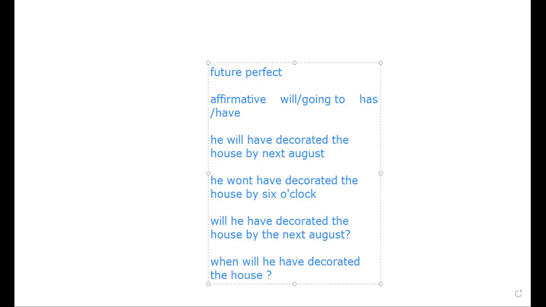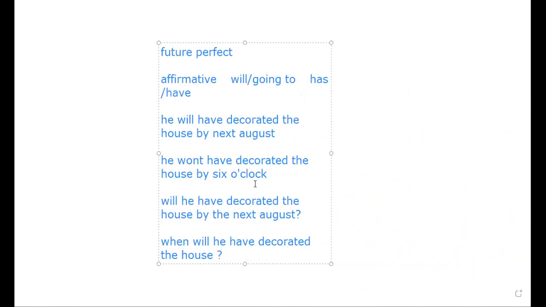So these are the four forms of the active future perfect tense. As you can see, we have mentioned it in an affirmative way, then in the negative way, then as a yes or no question, and finally the WH question. So the future perfect is a very easy tense that talks about the future itself, something that will happen in the future.